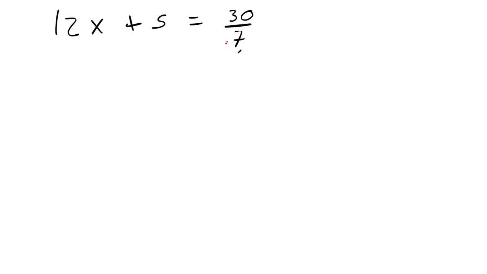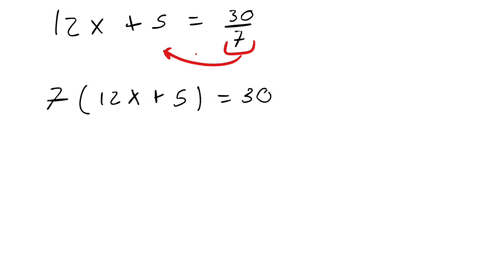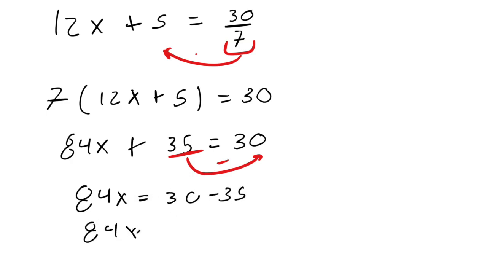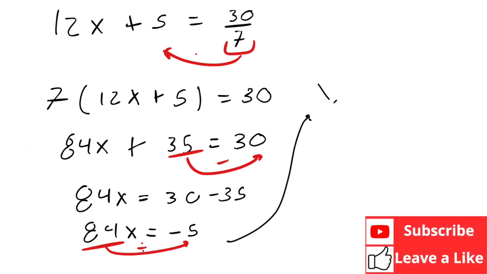This 7 of the denominator must pass to the other side to multiply since it's dividing. It will remain 7 times 12x plus 5 is equal to 30. If 7 times 12x is 84x, then it will add 7 times 5, which is 35, and that equals 30. Now, let's pass the 35 to the other side to subtract since it's adding. 84x is equal to 30 less 35, meaning that 84x is equal to less 5. 84 will then pass to the other side to divide since it's multiplying. And so the answer for this fourth and last case is less 5 over 84.